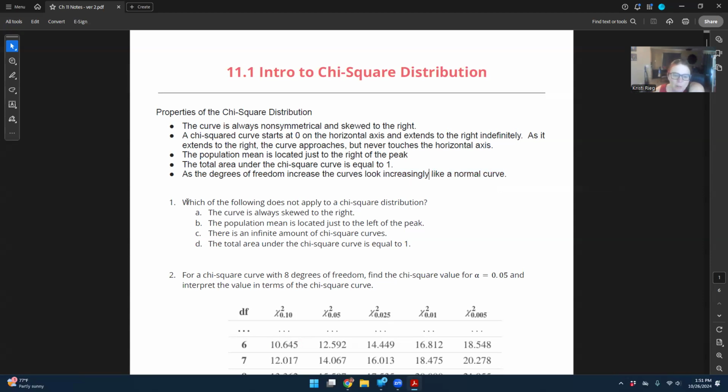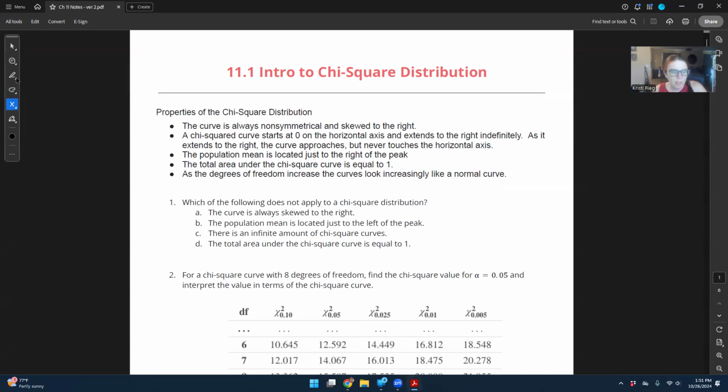Okay, so it says, which of the following does not apply to a chi-square distribution? So you're going to see a couple questions like this where you're going to just refer back to this list. So it says the curve is always skewed to the right. Well, it is always skewed to the right.